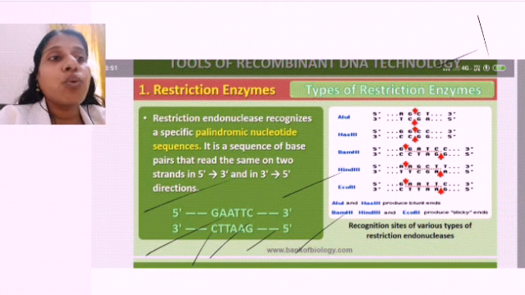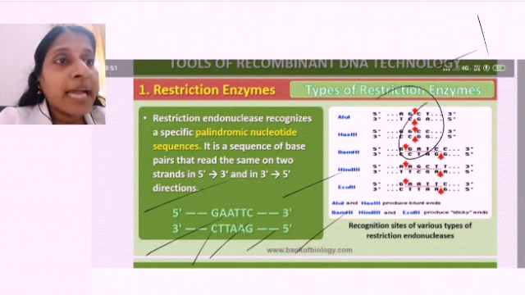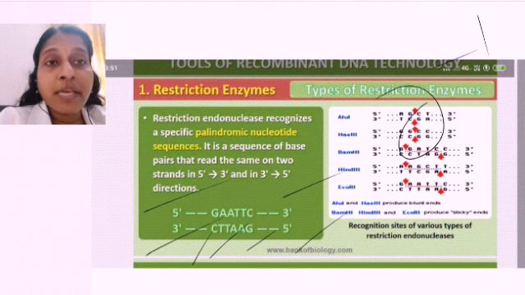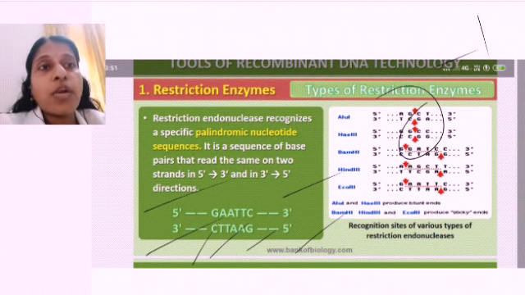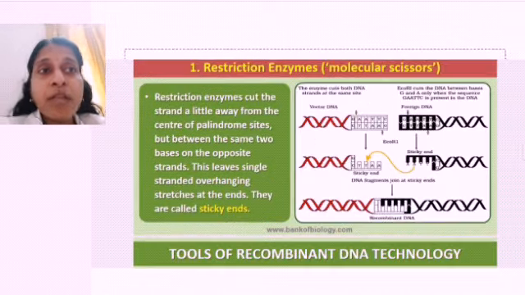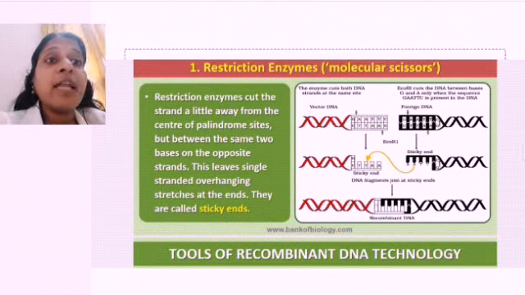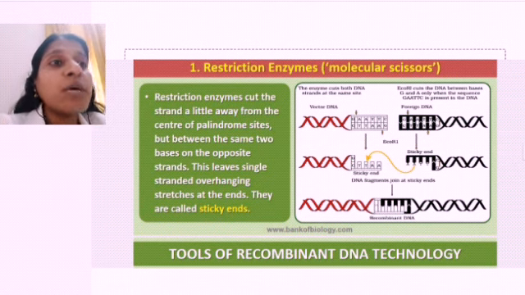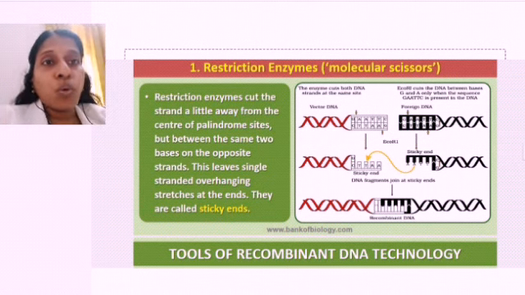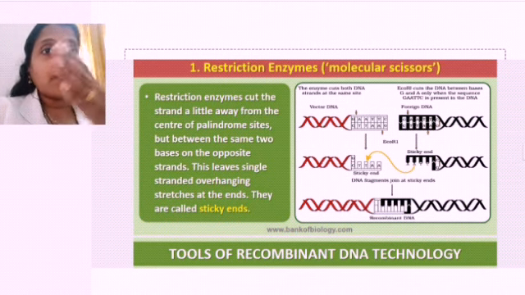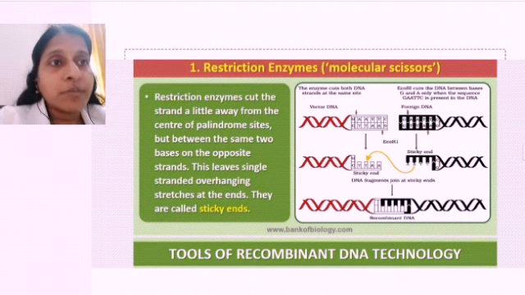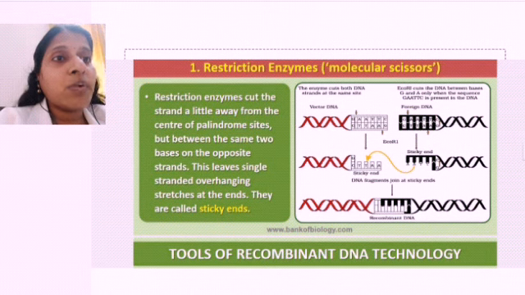There they are going to make a cut. In that region only they will make a cut, the region called what? The palindromic sequence region, right? So the restriction enzyme cuts a strand a little away from the center of the palindrome site. They will not cut in the center, but a bit away from it. Here you can find where they cut. G is left, thereafter it cuts in the vector DNA, isn't it? They cut just after G.